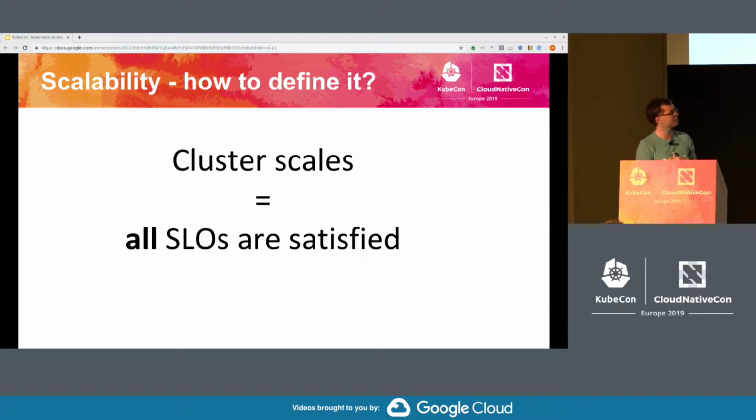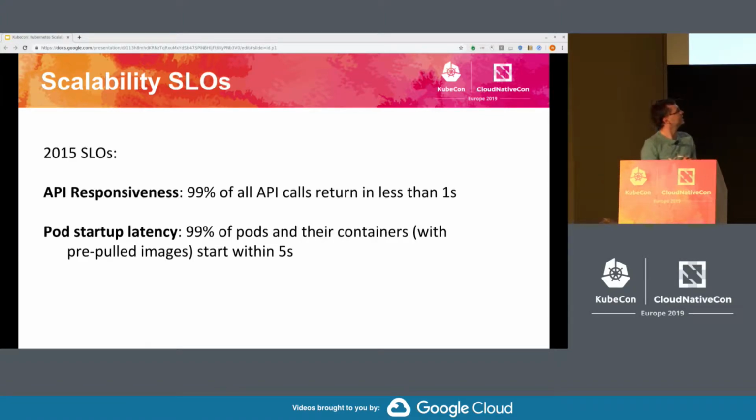So let's take a quick journey into what was happening 4 years ago and how we started defining scalability back then. In 2015, we introduced basically 2 SLOs. One was API responsiveness, where we said 99% of API calls return in less than 1 second. The second was pod startup latency, where we said that 99% of pods and their containers have to start within 5 seconds, assuming that their images are already pre-pulled on the nodes.